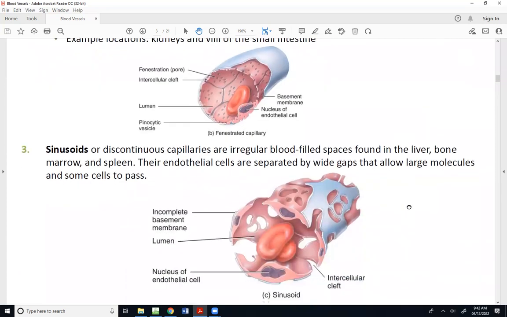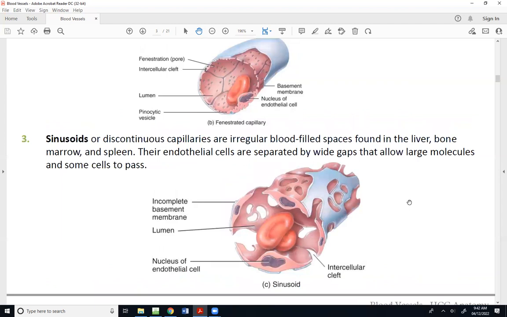And then our absolute leakiest of the capillaries are called sinusoids or discontinuous capillaries, which have irregular blood-filled spaces. We only find them in three special places: the liver, our bone marrow, and our spleen. They look like Swiss cheese, because they have these huge intercellular clefts or sinuses, which are so big that they allow large molecules and some cells to actually pass in and out of the blood vessel.